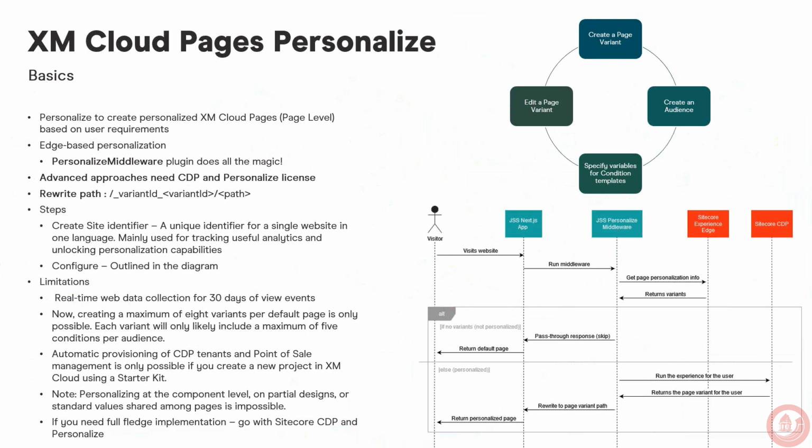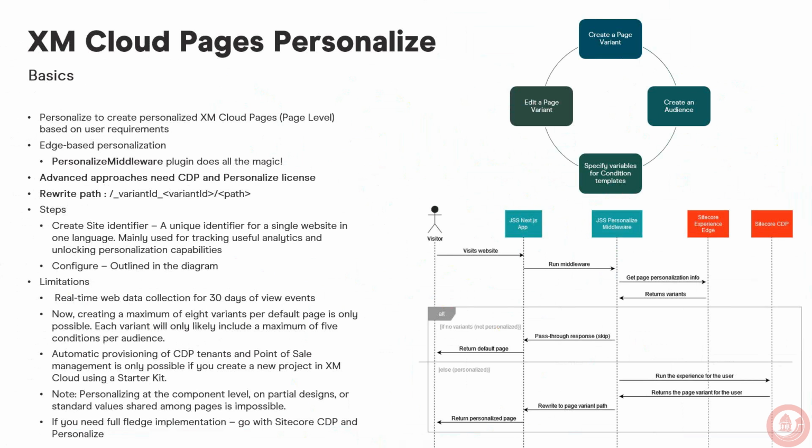It also only allows 8 variants per page, and each variant will only have a maximum of 5 conditions per audience. When you see the live demo, this will make more sense, but the high level information is that there are some limitations which you need to keep in mind. We'll talk about that in the upcoming slide: when and how to plan to overcome those limitations and what is the right way to do it.